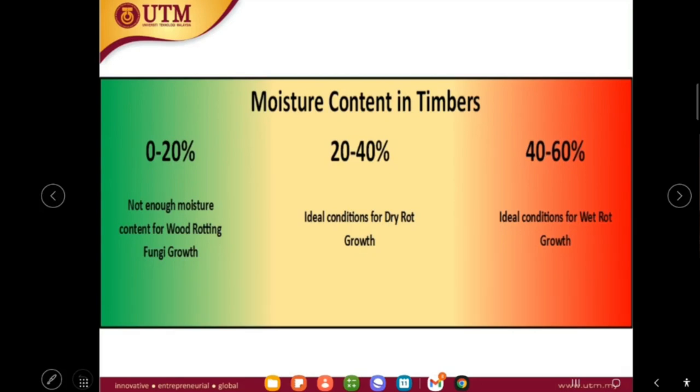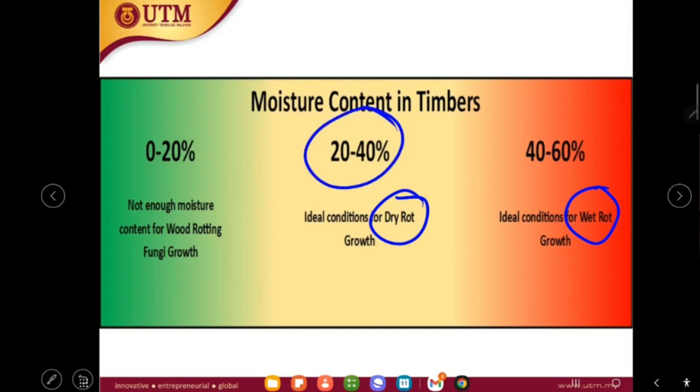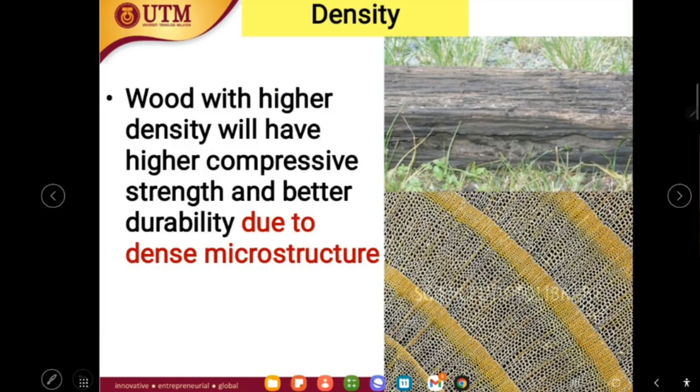Okay, dry rot. So dry rot is also one type of fungi. And then we have the wet rot. Both of these fungi will defect our timber, but under different conditions. One is about 20 to 40% moisture content, when the moisture content is a bit low, and then wet rot is when the moisture content is very high. So that is the difference.